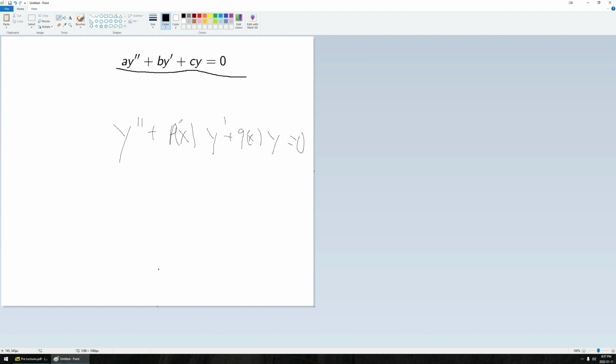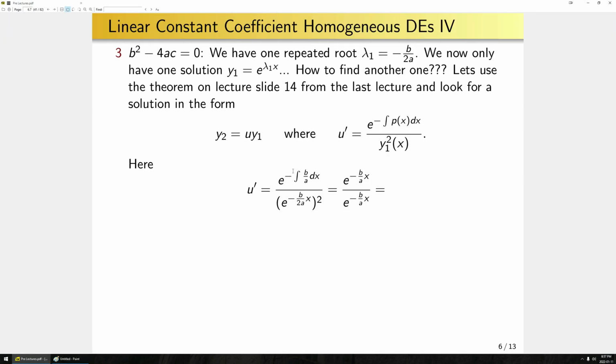I have to divide it by a. Dividing by a gives me that b divided by a is simply going to be this p of x function, okay? So I replace the p of x with this, and I just want any antiderivative here. I ignore the constant, just to talk about an arbitrary antiderivative. And then I want to divide this whole thing by y1 squared. Well, y1 would simply be e to this power, so that's my y1, and that's squaring it. If I integrate this, that just gives me b divided by a times x, so I get my exponent here, and when I square this, I simply get this, okay?